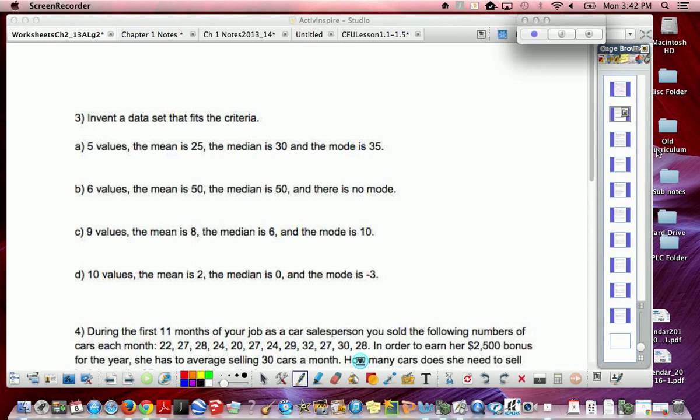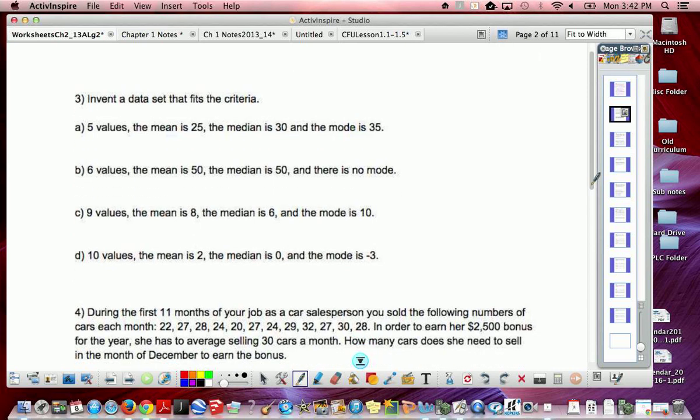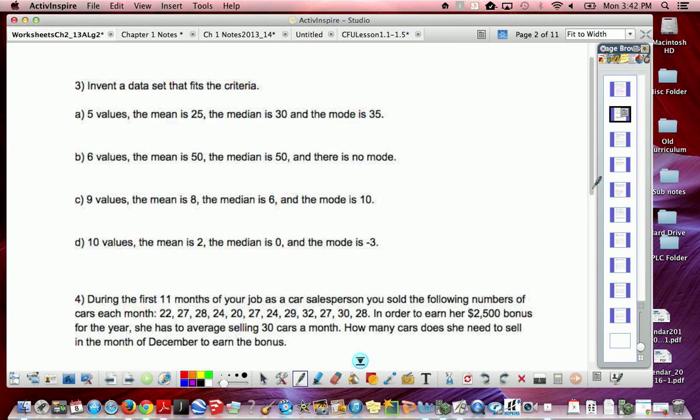Okay, let's take a look at now the back page of your worksheet, where on this first one here it says to embed a set of data that fits the following criteria. It says 5 values, the mean is 25, the median is 30, and the mode is 35. Now, there's many different answers for a problem like this, but how you approach it is important and things that I will check to make sure that things make sense.